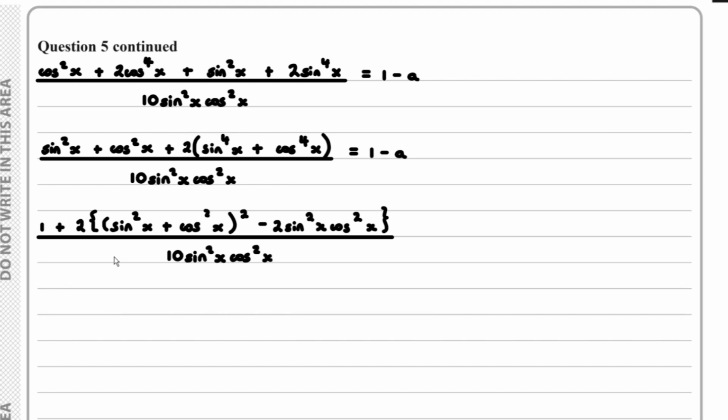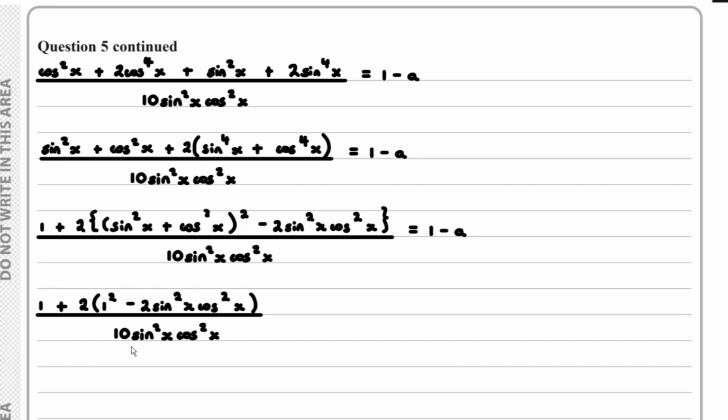Continuing, we divide this by 10 sin squared x cos squared x, and this is all equal to 1 subtract a. So I've got 1 plus 2 multiplied by, now here's sin squared x plus cos squared x, that's 1, and then I'm squaring it. And then I subtract from this 2 sin squared x cos squared x. And divide all this by 10 sin squared x cos squared x. This is equal to 1 subtract a.